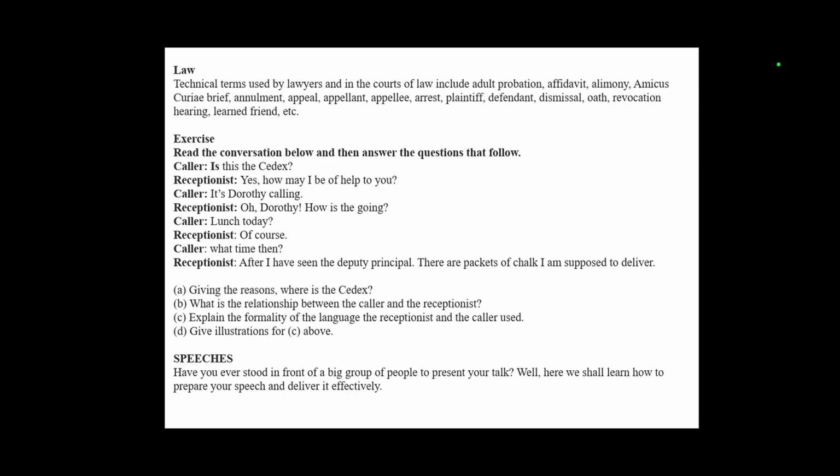Exercise. Of course, good students, I would want you to inbox me in the dialogue box there in our conversation box, and let me see what you think of this particular exercise, after the information. Now read the conversation below and then answer the questions that follow.